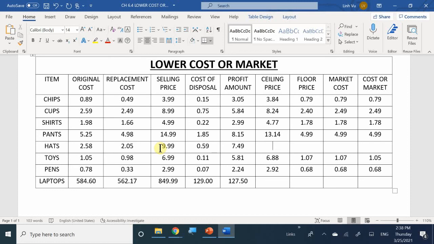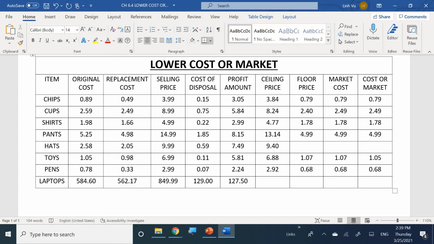What's my selling price? $9.99. Now the formula is your selling price minus your cost of disposal. How much is it going to cost me to dispose of the item? 59 cents. So what is $9.99 minus 59 cents? $9.40. Good.